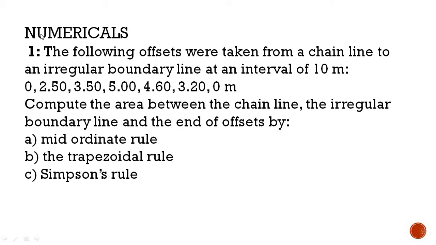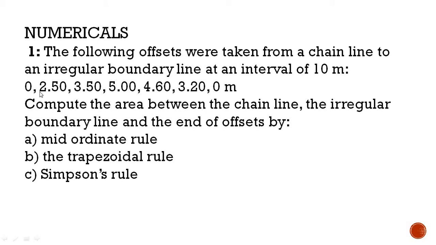numerical. So the question says, the following offsets were taken from a chain line to an irregular boundary line at an interval of 10 meter. Okay, so the interval is given 10 meters, so the chain is 10 meter. The offsets, which are nothing but the ordinates, are given as 0, 2.5, 3.5, 5.0, 4.6, 3.2, 0 meter. So these are the ordinates given.